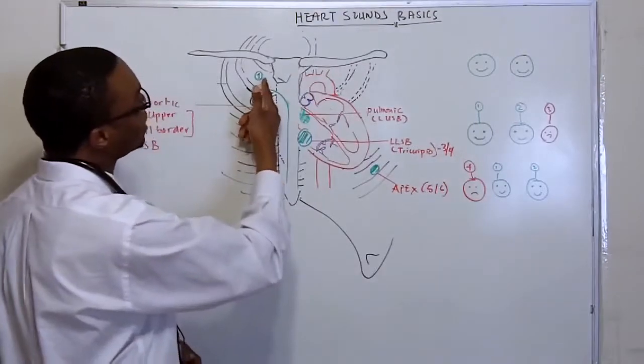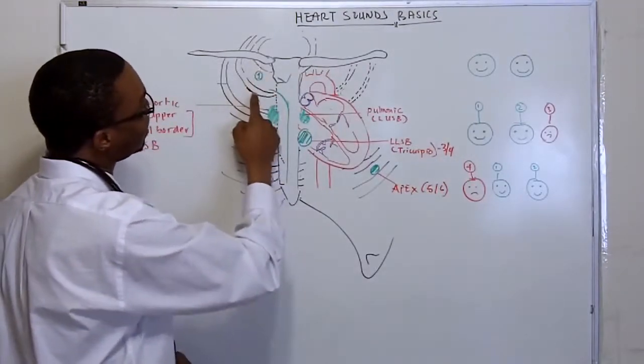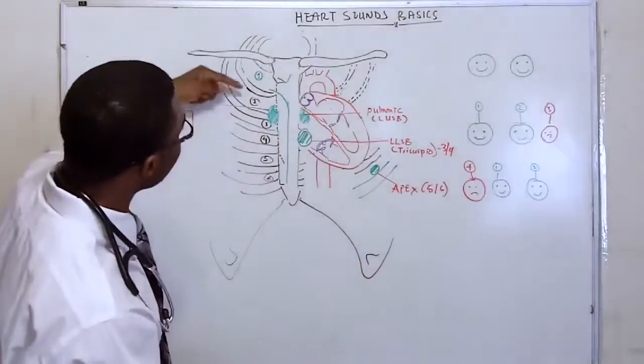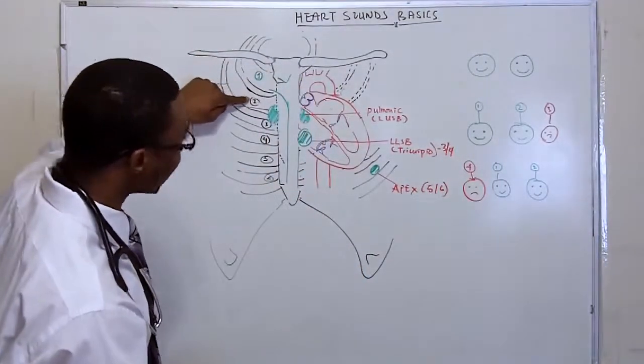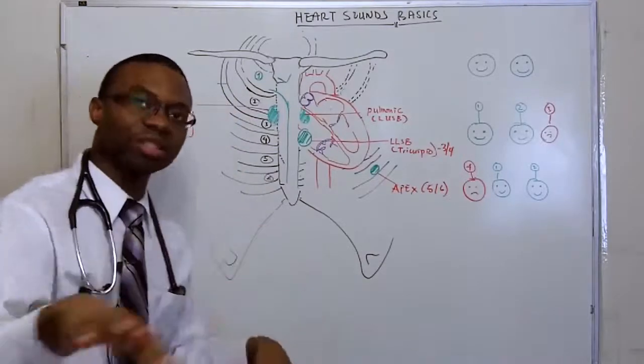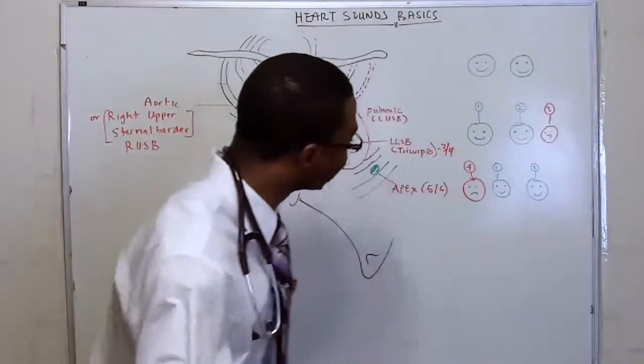So the space between the first rib and the second rib is the first intercostal space. Can you imagine that? Rocket science. So this is the first intercostal space, second, third, fourth, fifth, sixth, and the list goes on and on, which I'm not going to talk about.